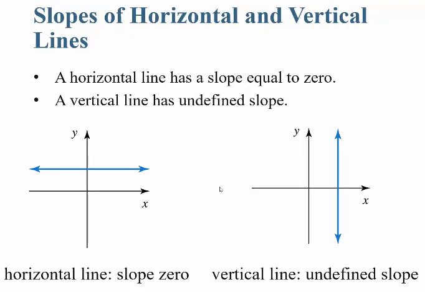All right, so a horizontal line, like I said, always has slope equal to 0. So it'll always be like this. Lines like this have slope 0. A vertical line always has an undefined slope, and it'll always look like this.